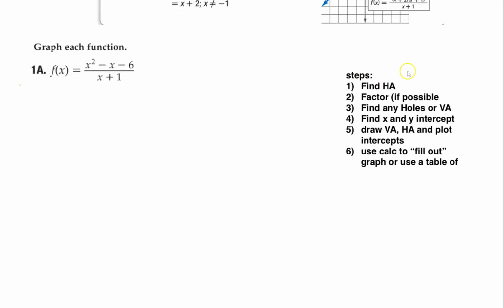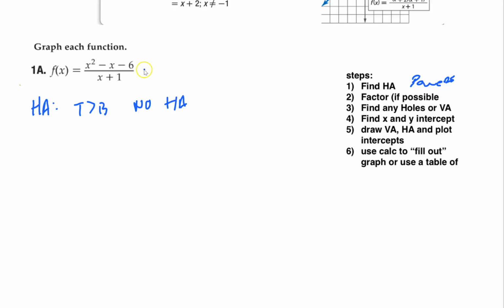So when we graph, these are the steps we're going to follow. First, step 1, let's find the horizontal asymptote. Easiest thing to do is look right here, right? That's the powers. And in this case, if you look at it, the top power is bigger than the bottom power. And if you remember, that is none, so no horizontal asymptote. So top power bigger than bottom power, we have no horizontal asymptote. So next step, factor if possible.